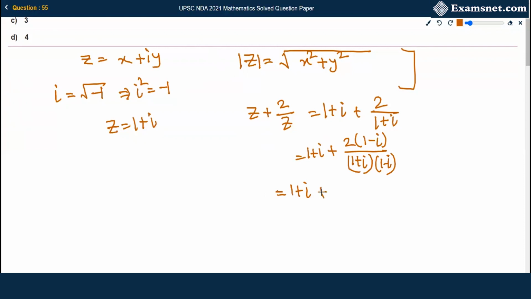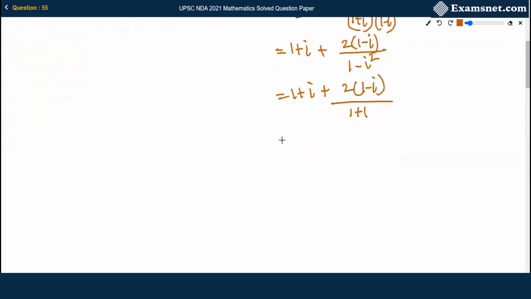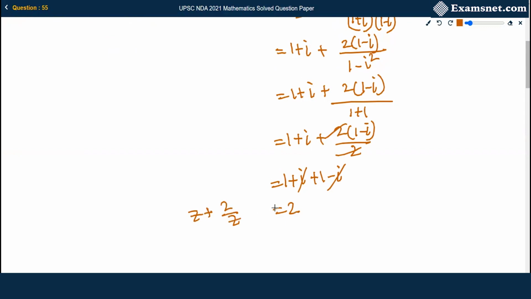1 plus i plus 2, 1 minus i. Now it's in the form of (a plus b) into (a minus b). So that will give us the value a square minus b square. So 1 minus i square, 2, 1 minus i. If I put the value of i square, it becomes 1 plus 1. So 1 plus i by 2, so 1 plus i plus 1 minus i. So the value, that is z plus 2 by z, equals 2.